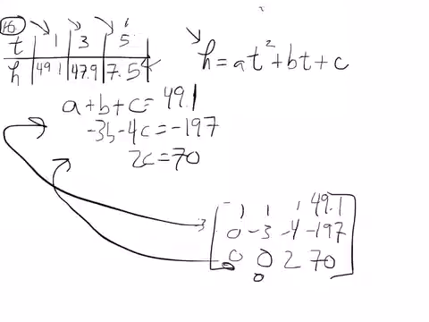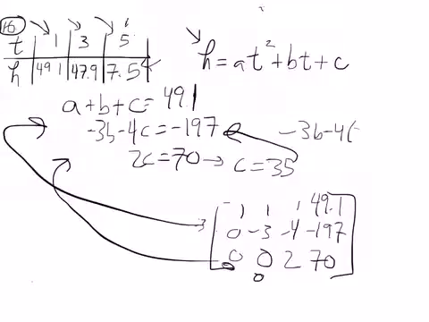And then from there, it's pretty easy. It looks like c must be 35. And so if c is 35, I can plug it into this equation to get b. So negative 3b minus 4 times 35 equals negative 197. 4 times 35 is 140. So negative 3b minus 140 equals, this is still a negative, 197.